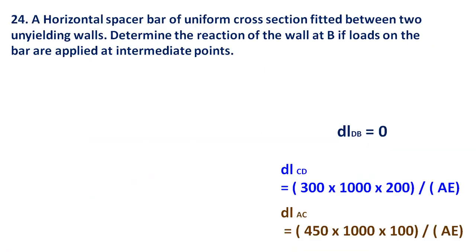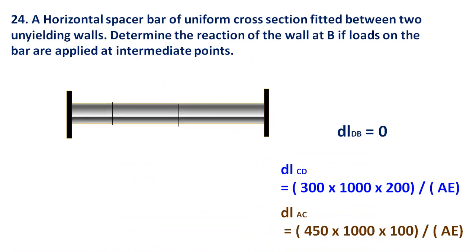A horizontal spacer bar like this, of uniform cross section, therefore it is prismatic, is fitted between two unyielding walls. Unyielding wall means they never get a dent, nor will they move leftwards or rightwards. Here this wall will also never move rightwards or leftwards. It is unyielding. It will never give way. It is 300 kilonewton. It is stone walled, a component fixed between the walls.